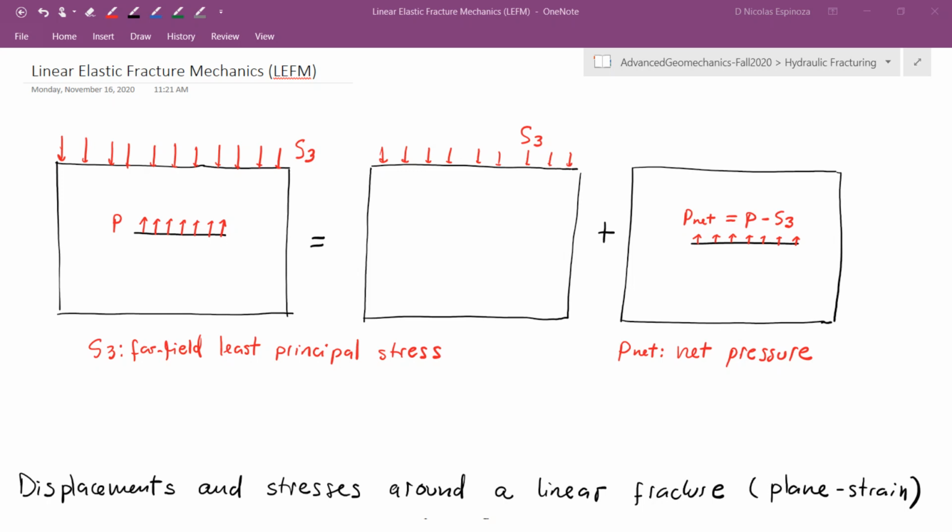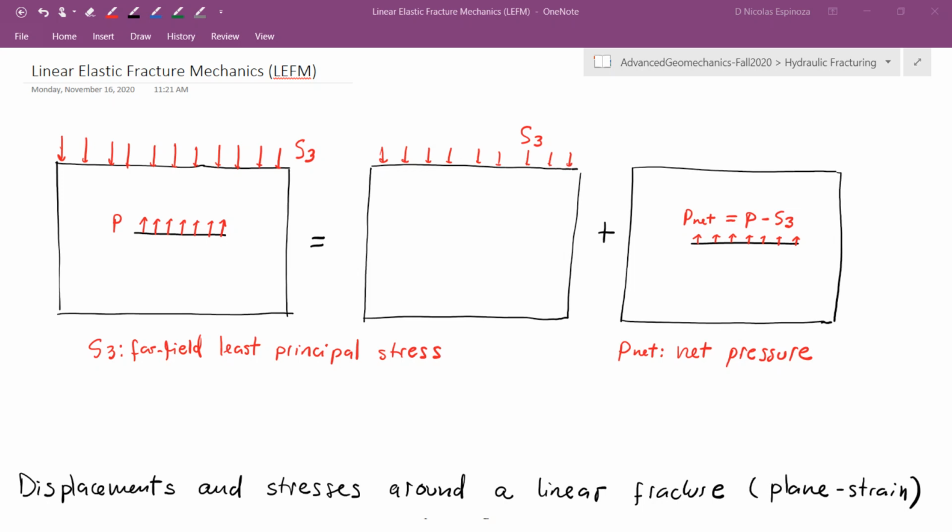This fracture is going to be pressurized with a pressure P within an elastic medium which is subjected to a least principal stress perpendicular to the direction of the fracture. In this case, we're going to start with a 2D problem or a plane strain problem. In order to make this solution a little bit easier, we're going to decompose this state of stress by the principle of superposition in two different problems.